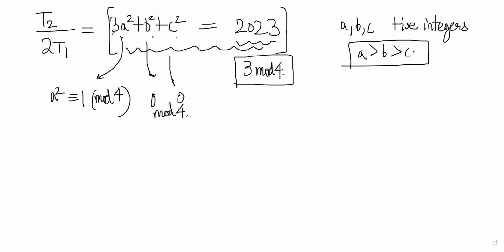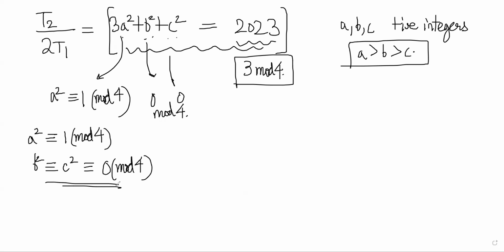If you try anything else, for example, a^2 is 0 mod 4, then b and c could be 0 or 1 and they will not be able to add up to 3 mod 4. So this is the only possibility because quadratic residues modulo 4 are only 0 or 1. So what we know right now is a^2 is congruent to 1 mod 4, and b^2 is congruent to c^2 is congruent to 0 mod 4. We also know that a is the biggest side, b and c are the smaller sides.